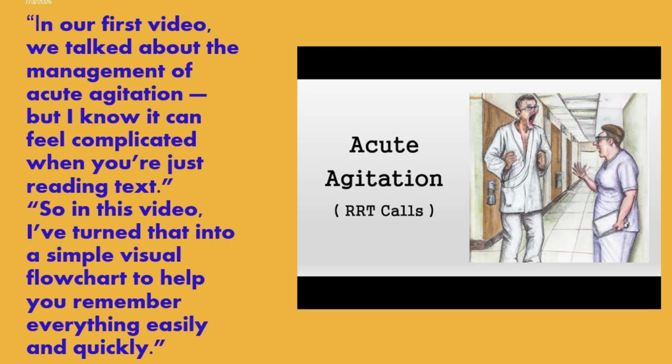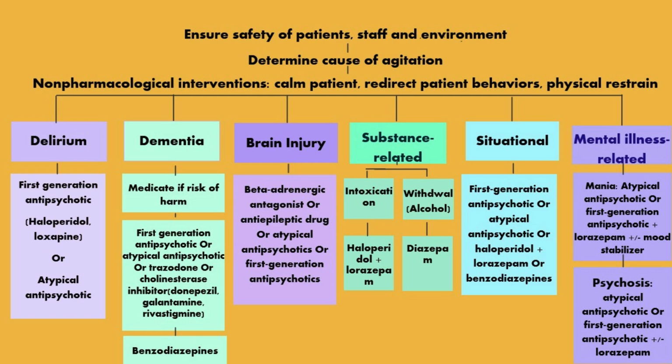In our first video, we talked about the management of acute agitation, but I know it can feel complicated when you're just reading text. So in this video, I've turned that into a simple visual flowchart to help you remember everything easily and quickly. When managing acute agitation, always start with 3 key steps. First, ensure the safety of the patient, staff, and environment. Second, determine the cause of agitation. And third, try non-drug interventions like calming the patient, redirecting their behavior, or using physical restraint only when absolutely necessary.